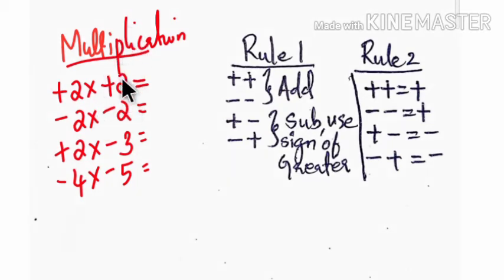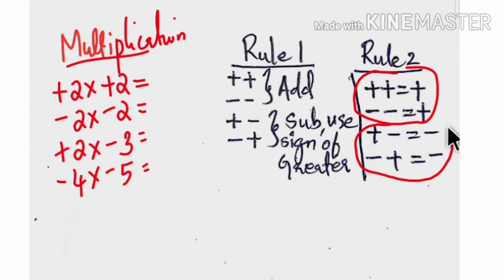Okay, here you can see some examples for multiplication. Plus 2 into plus 2, minus 2 into minus 2, plus 2 into minus 3, minus 4 into minus 5. So for the multiplication, we should use rule 2. Okay, so you can see in the rule 2, there are 4 cases. Out of these 4 cases, first 2 cases are same or similar. Last 2 cases are similar.